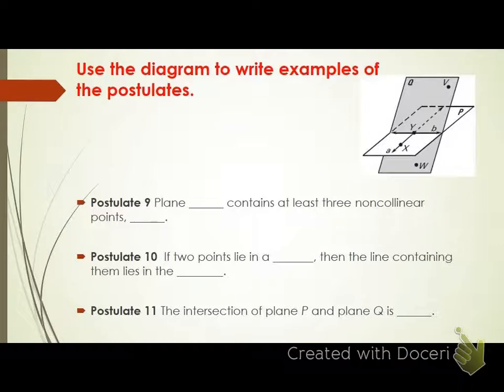So use the diagram to the right to help write examples of the postulate. Here's what we mean. So postulate 9, whatever. Postulate 9 says that a plane contains at least three non-collinear points. An example of that from here would be, pick any plane. Plane Q. So what you would want to write, instead of writing all of this, you would just write that plane Q contains V, Y, and W.